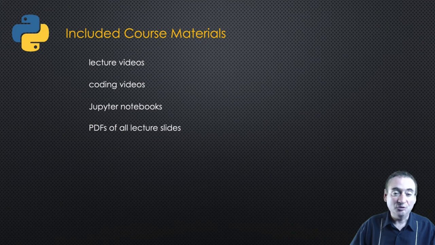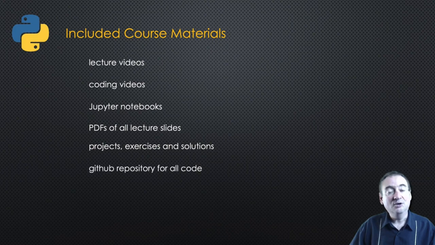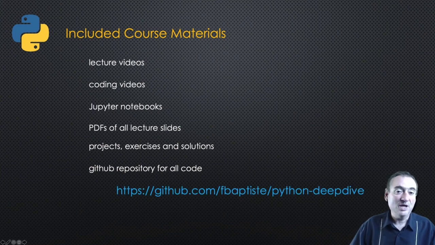I have PDFs for all the lecture slides, so if you want to read them offline, you can. And then there's, of course, projects and exercises and solutions with videos for each of those as well after each main section. And then all the code is also in a GitHub repository. So I suggest that you grab the code from there. It's always going to be the latest and greatest, and you need to start getting used to using Git anyways, so might as well. And this is the location of the repository where you can get all the code for this course and also all the other deep dive courses as well.